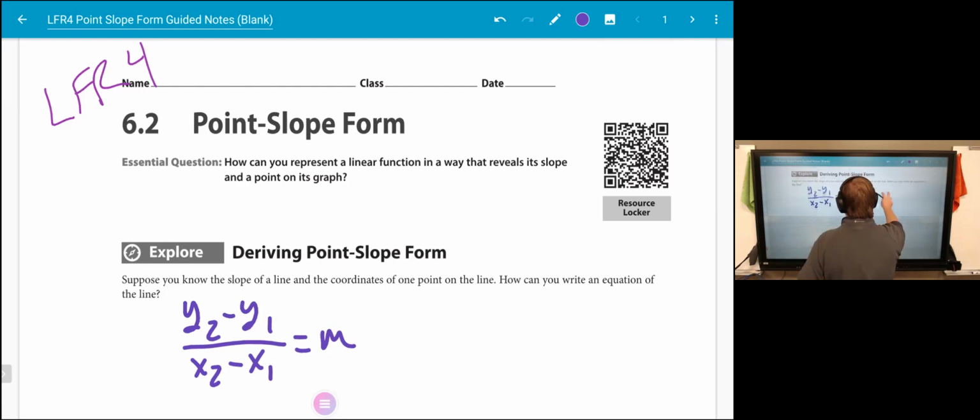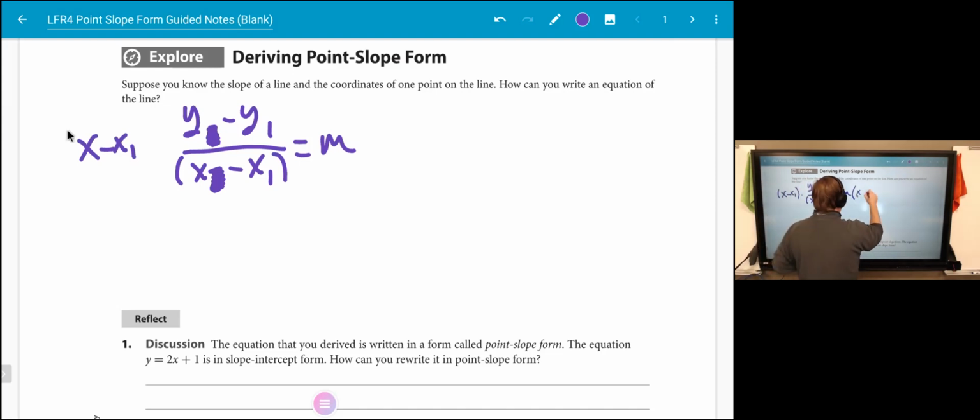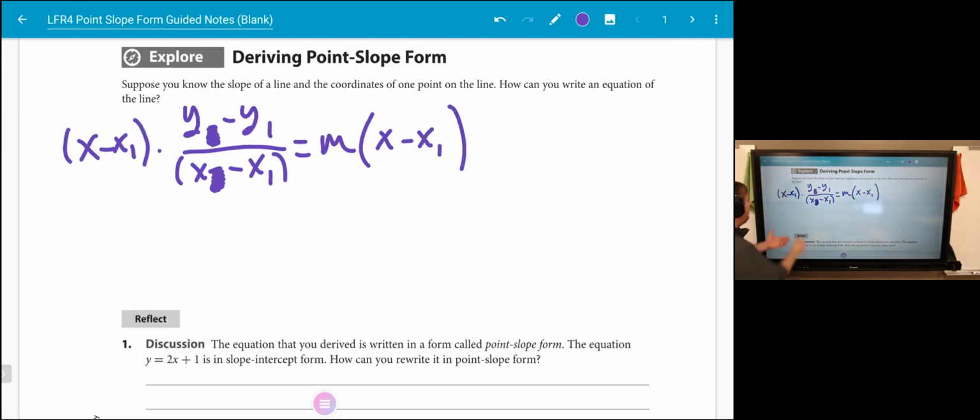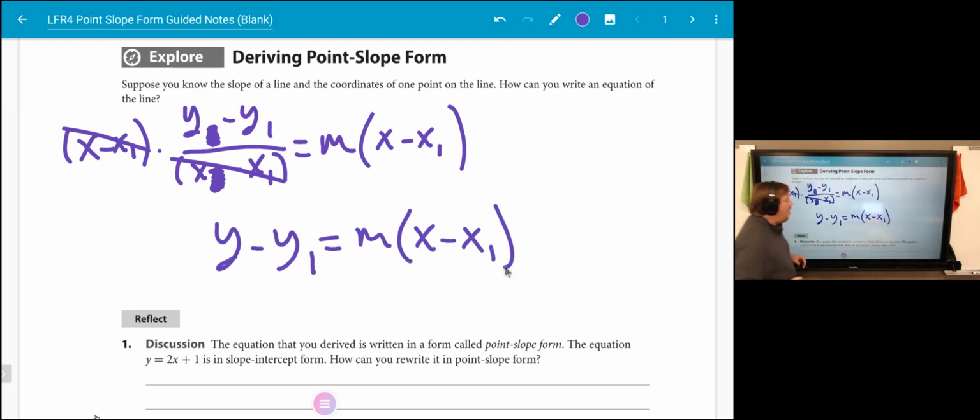Here's how we get point slope form. Mine looks a little different than what you have, and that's okay. I am deriving it my own way. Don't worry about writing this in your guided notes for now. I know slope is y2 minus y1 divided by x2 minus x1. I'm just going to call this y minus y1, and x minus x1 on the bottom. Then I multiply both sides of this equation by x minus x1. These simplify to 1, and I'm left with y minus y1 equals m times x minus x1.